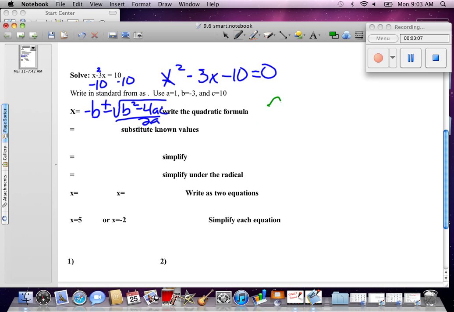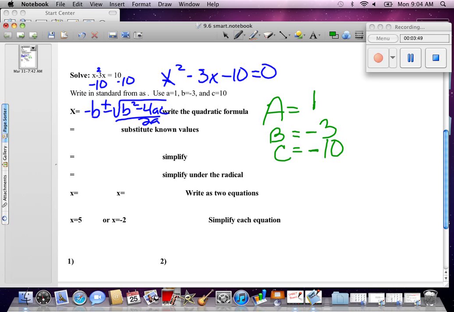Ian, can you tell me what my A is? Good job, it's 1. Can you also tell me if we had to make this a parabola, will that parabola go up or down? It'll go up because this is a positive 1 right in front of there. If it's a positive number, the parabola will go up. Okay, what's my B? Ian, what's my B? Negative. Good job, negative 3. And what is my C? Negative 10. Negative, don't forget the negative. Negative 10. Okay? All you have to do now is fill it in.